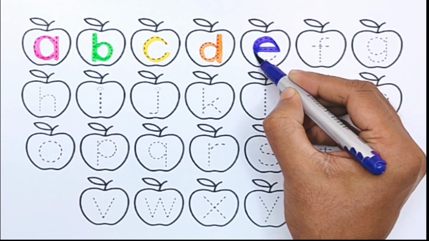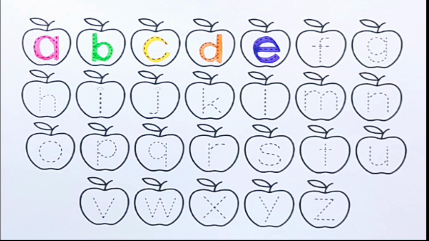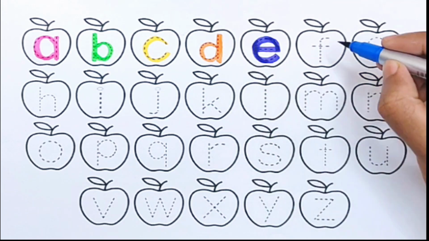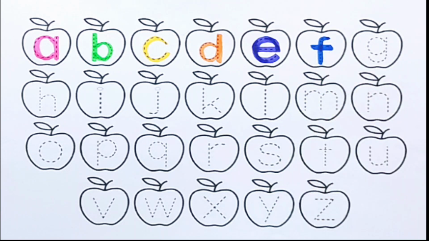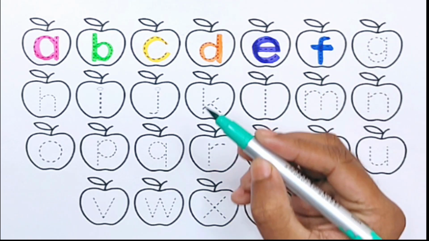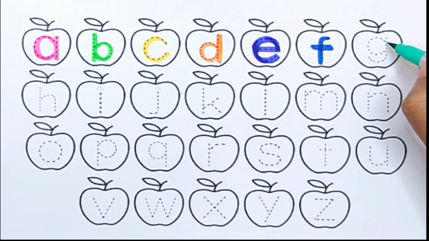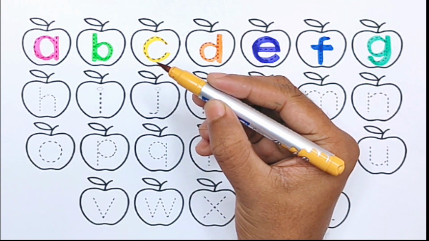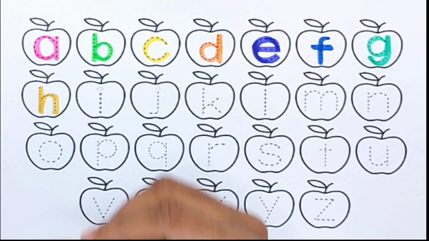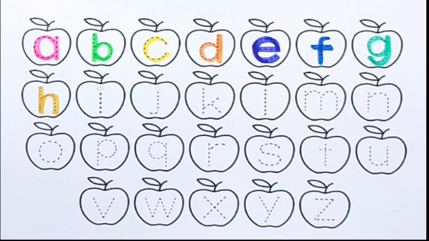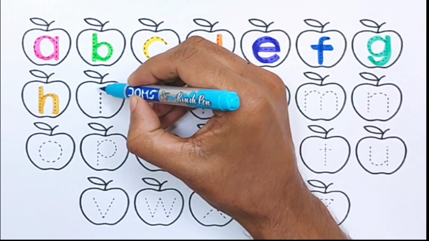E for egg, blue color. F for fish, sea green color. G for grapes, yellow brown color. H for hand, sky blue color.